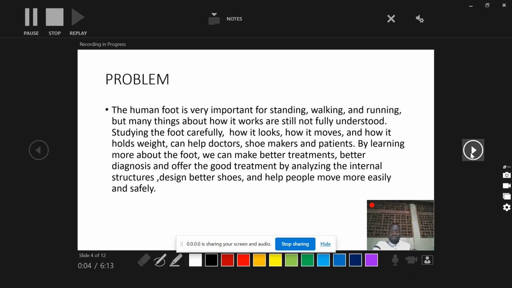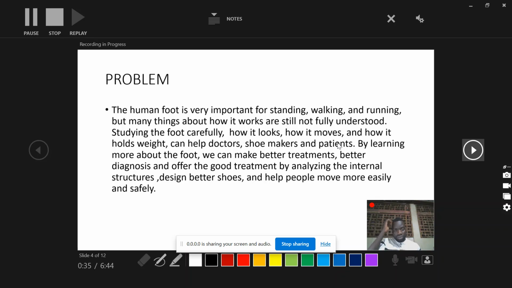So the problem is the human foot is very important for standing, walking, and running, but many things about how it works are still not understood. Studying the foot carefully, how it looks, how it moves, and how it holds weight can help doctors, shoemakers, and patients by learning more about the foot.